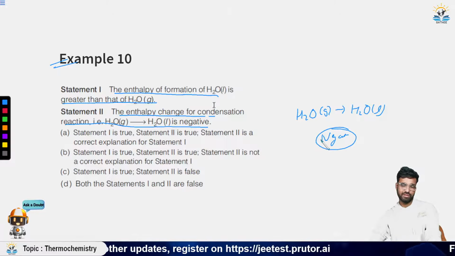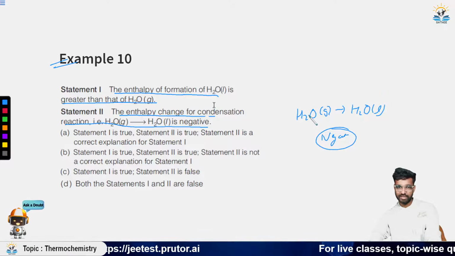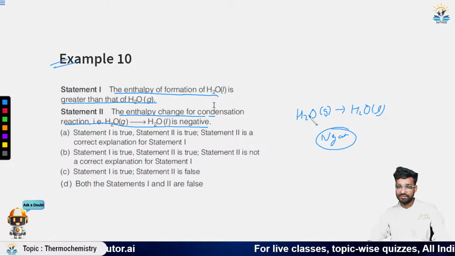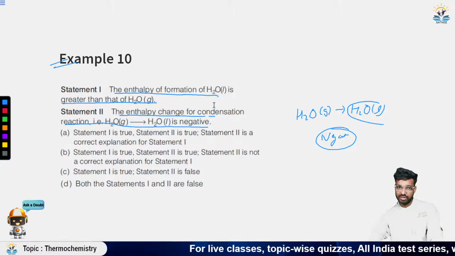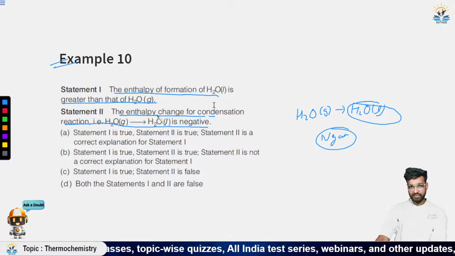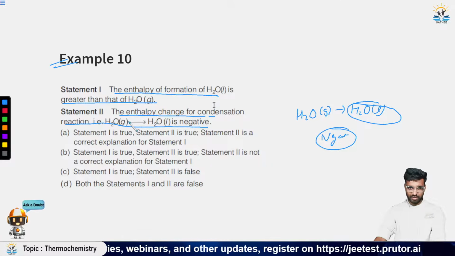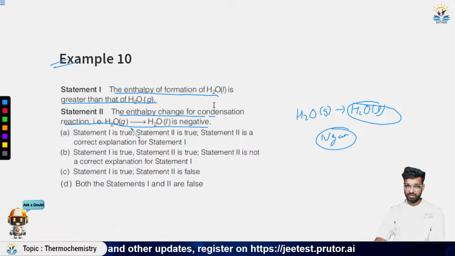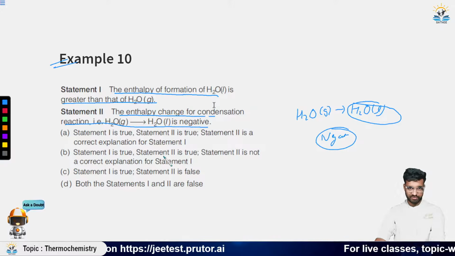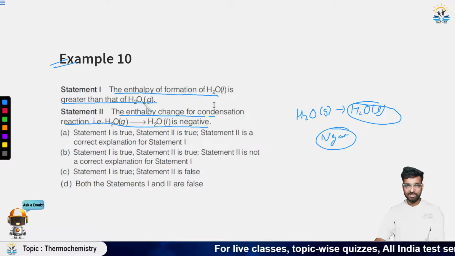So what do we get from here? I have told you earlier also. If you are getting a negative sign, it means that it is stabilizing, because it is releasing energy, of course. So this one is the more stable form. Now it is asked which statement is correct and which is the right explanation for it. So statement 2 is correct. First of all, it is correct because liquid is of course in the more stable state. Now we have to see whether statement 1 is the correct explanation of this or not.